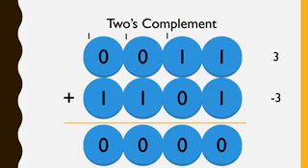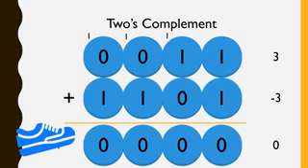And finally, 1 plus 0 plus 1 is 1, 0, so we write the 0, and since there are no bits left to store the carried 1, 2's complement says that we simply discard it. This result gives us what we're looking for. 3 minus 3 is 0.